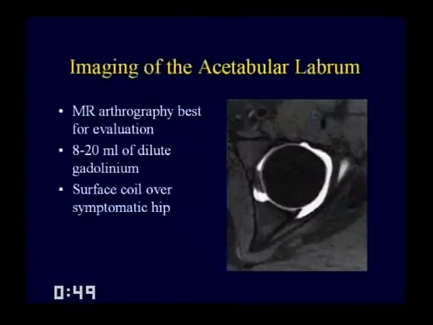Now, MR arthrography is really the best imaging modality for looking at acetabular labral tears. You inject anywhere from 8 to 20 milliliters of dilute gadolinium. We usually end up putting in about 15. And you put a surface coil over the symptomatic hip to get that good signal-to-noise ratio and resolution that you want.